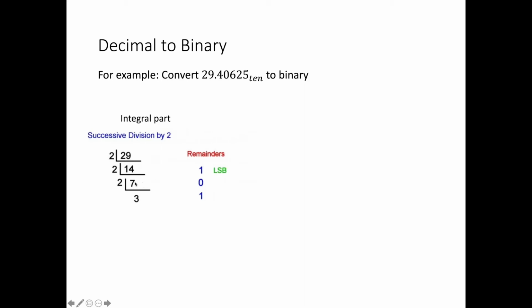And next, divide 7 by 2 again, then we get quotient 3, and remainder is 1. And 3 divided by 2, we get quotient 1, and remainder is 1. Then 1 divided by 2, we get quotient 0, and remainder is 1. Since the quotient is 0 now, we can stop the repetition. Therefore, 29 is converted to 11101. We start from the bottom bit, the most significant bit, to the top, which is the least significant bit.